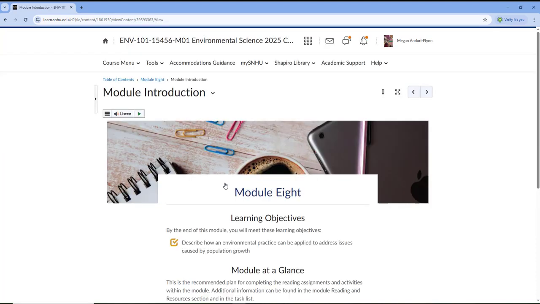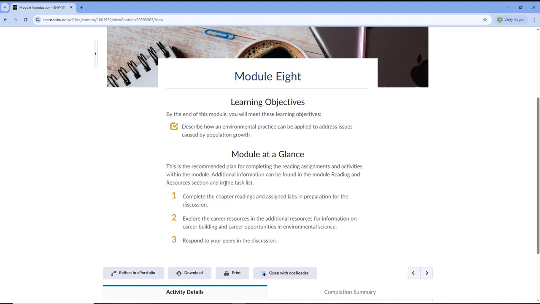So let's check out our module introduction. By the end of this week, you will be able to describe how an environmental practice can be applied to address issues caused by population growth.